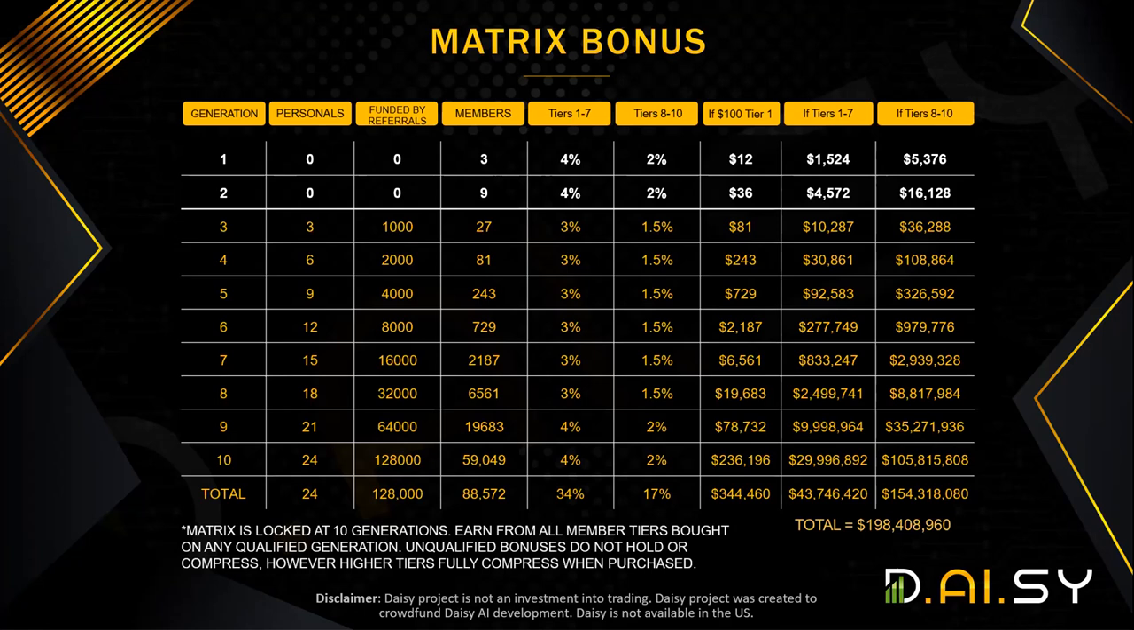Same thing if you go to generation, like if you buy tier 8 through 10 and everybody else in your matrix bought tiers 8 through 10, you'll first be making this amount from tier 1 to 7. Then you'll be making this on top of this for tier 8 through 10. And then this is how you calculate how much money you will be making.